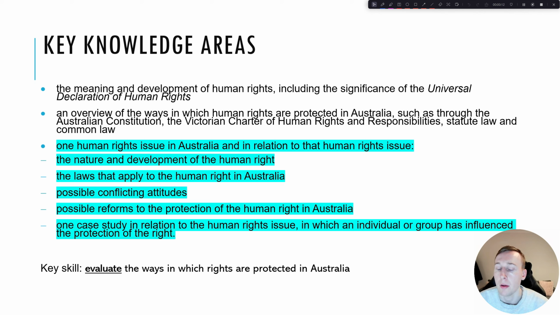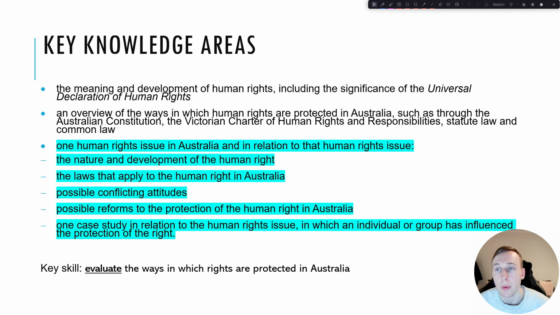There are about 5 that you can choose from the textbook, but for the purpose of keeping this video nice and short and sharp, I'm just going to be focusing on one human rights issue, which is the right to vote. So make sure you check with your teacher if you get the option to choose, or if they've assigned one for you, make sure you follow that particular one.